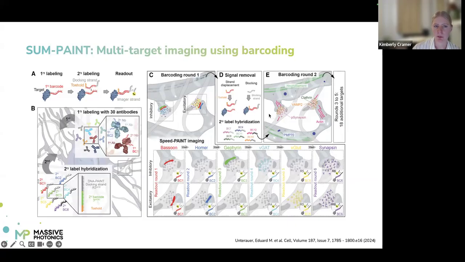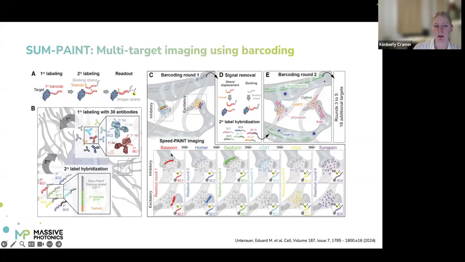When they were done with the first round of imaging, they could then remove the signal by strand displacement and blocking. So they used a combination of both. This toehold-mediated displacement is common in DNA nanotechnology, and there are sequences that essentially were able to remove the secondary label from the primary. And additionally, they added a blocking strand, and this reduced crosstalk between imaging rounds.